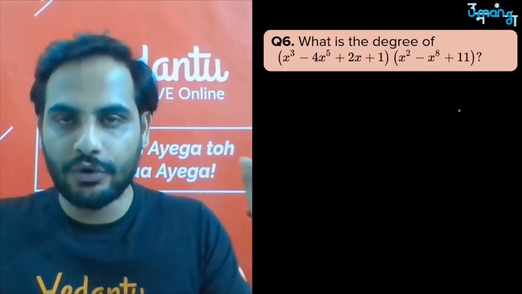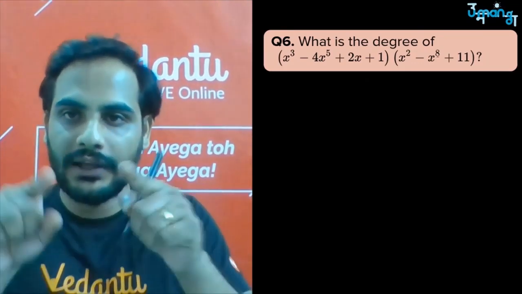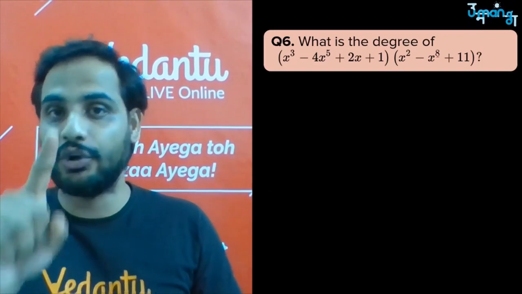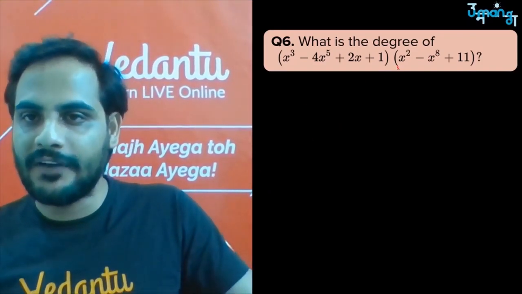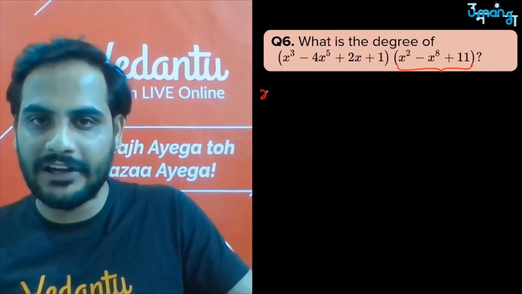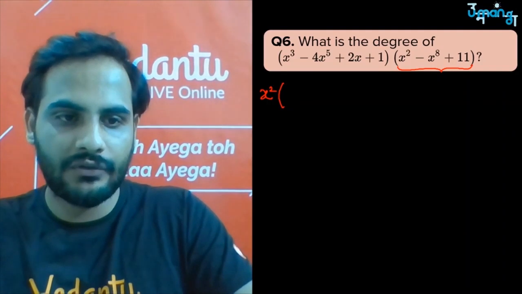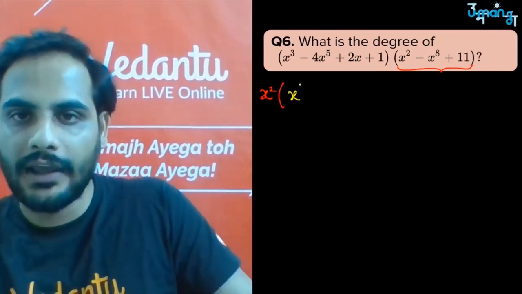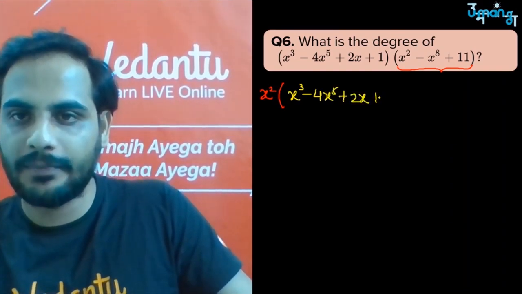So what we are going to do, we will first simplify it. Don't just say, sir, 8 is the highest power. No, they are in multiplication. So first multiply them. I have told you always simplest form. So first multiply them. Suppose if I choose the second bracket, so first multiply x square with the first bracket. So your first bracket here is what? X cube minus 4x raised to the power 5 plus 2x plus 1.